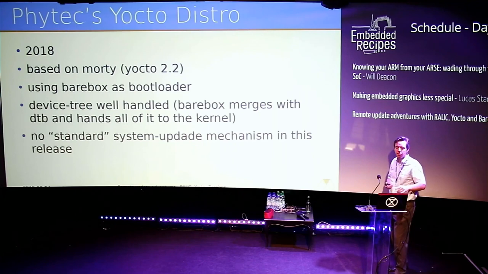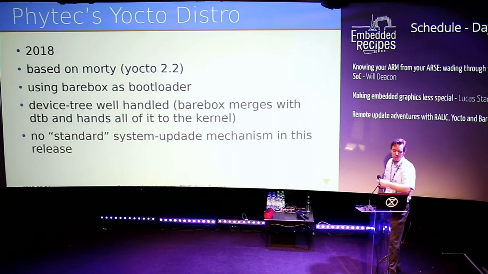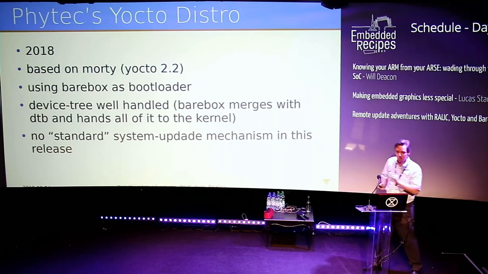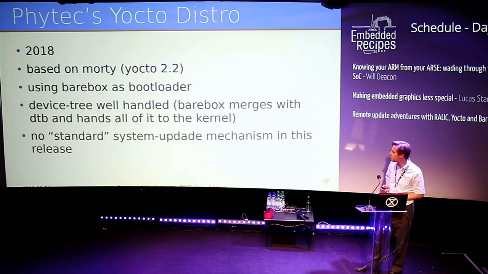I mentioned the device tree because it is important for what will happen later. The device tree is well handled. What I mean is that Barebox has part of the device tree for the device present. And then when it boots the kernel, it will load the kernel device tree and will merge it. I'm not sure if it's the right term, but it will merge both device trees. So the devices only known to Barebox are also known to the kernel and thus to user space. This is an important mechanism, that's why I mentioned it here.